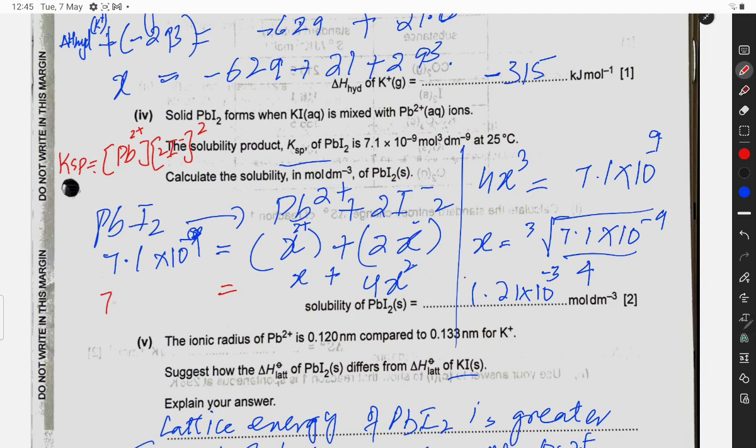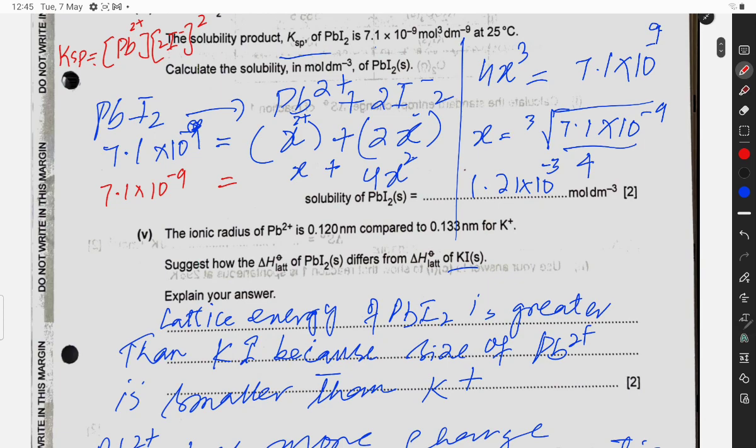4x³ is equal to 7.1 × 10^-9. So x is equal to the cube root, and this is the answer, 1.2 × 10^-3 mol per dm³. This is the solubility of lead(II) iodide.